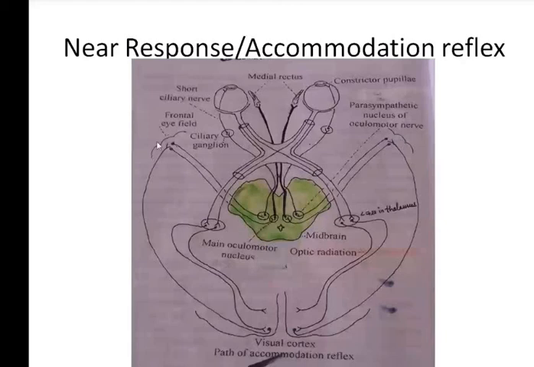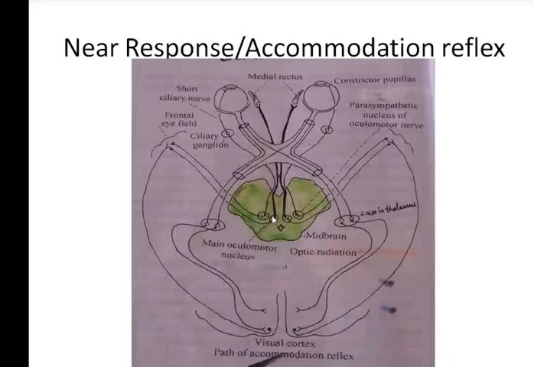I have already told you about this when I discussed the different lobes of the cortex, isn't it? So this frontal eye field is present on the frontal cortex. Then from the frontal cortex, from two sides, the information is going to the two nuclei of the third cranial nerve. One is motor, another is parasympathetic.